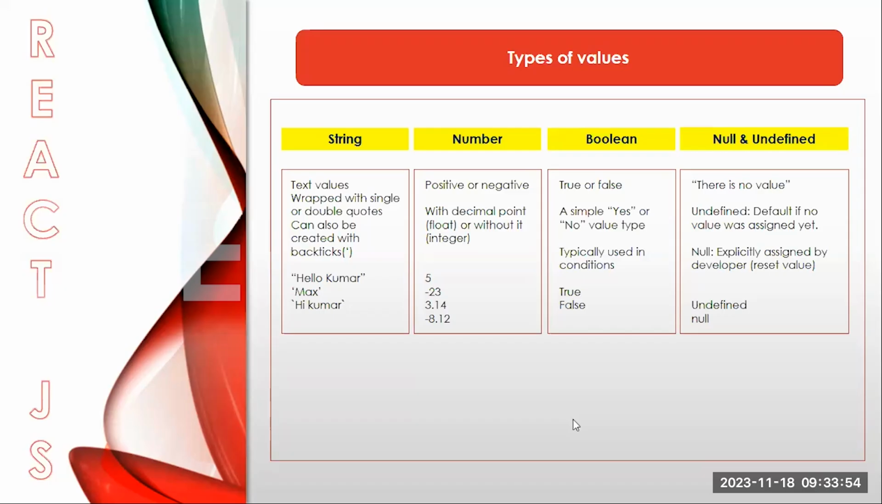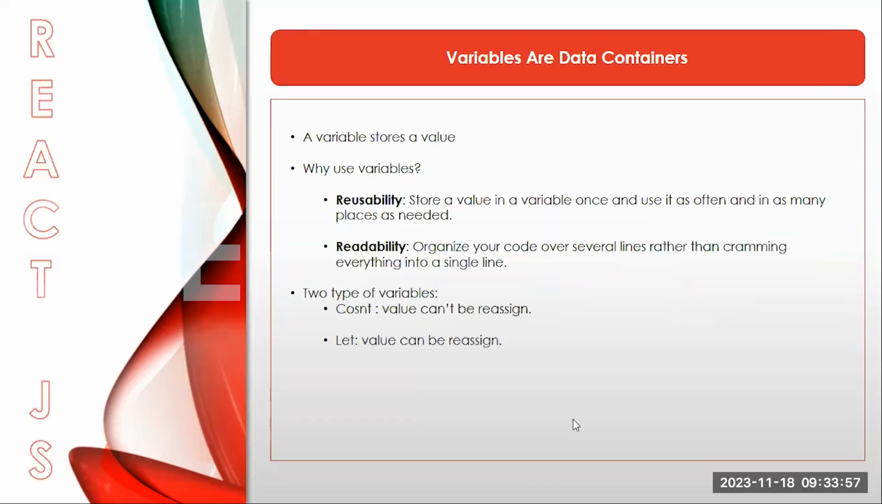Yes, understood. Okay, variables are data containers. So again, what are variables? Variables are data containers. They store values. There are var, let, and const available in current JavaScript. So what is the difference between let and var? Anyone know? Let is block scope, var is global scope.